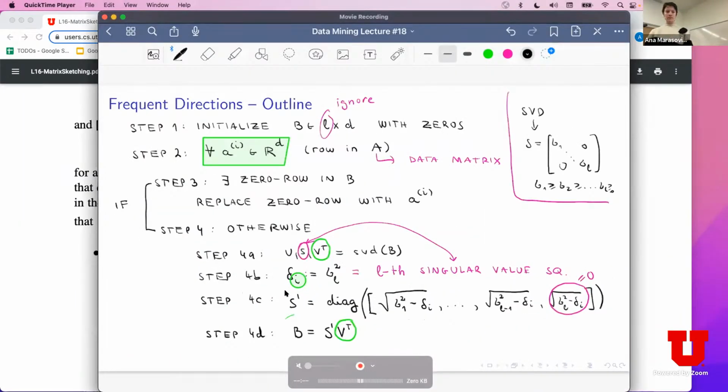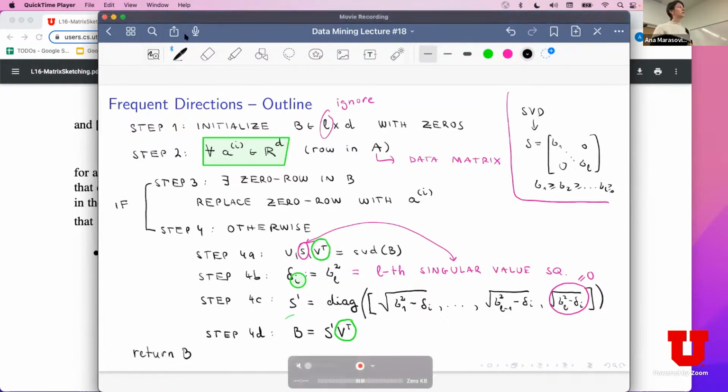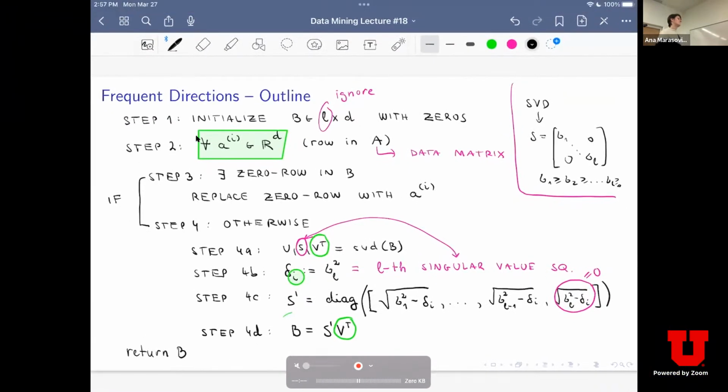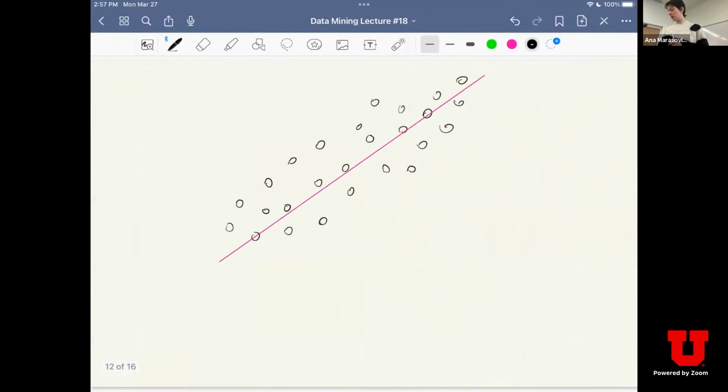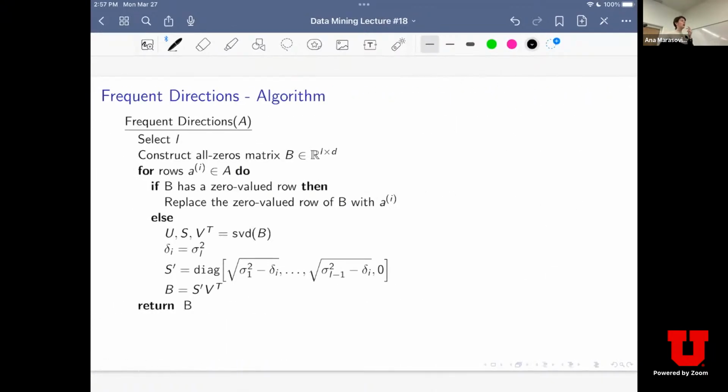So that's basically it. One thing I didn't say is that in the end, when we are done with all of this, we are just going to return our matrix B, whatever we get at the end, just like we returned the location array in Misra-Gries. Okay, this is just what I've said repeated, and this is how the algorithm looks when we write it in a professional form, I guess, which is the same thing we have written over there.